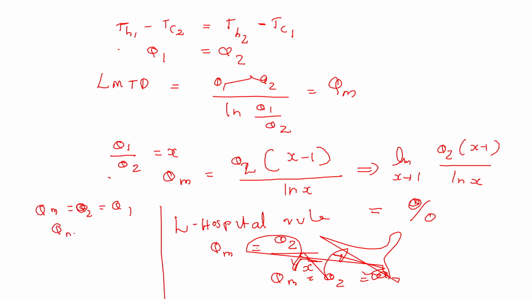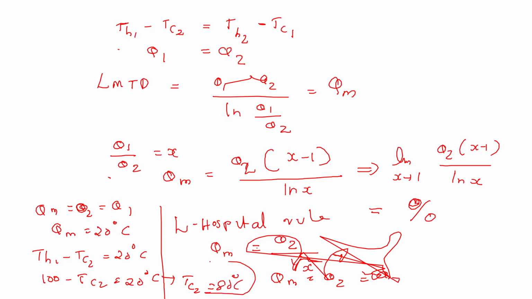From that theta m you will get the value 20 degrees Celsius, which means Th1 minus Tc2 is equal to 20 degrees Celsius, right? Th1 is given as 100. So 100 minus Tc2 is equal to 20 degrees Celsius. From that you will get the value of Tc2 is equal to 80 degrees Celsius. So this will be the answer.